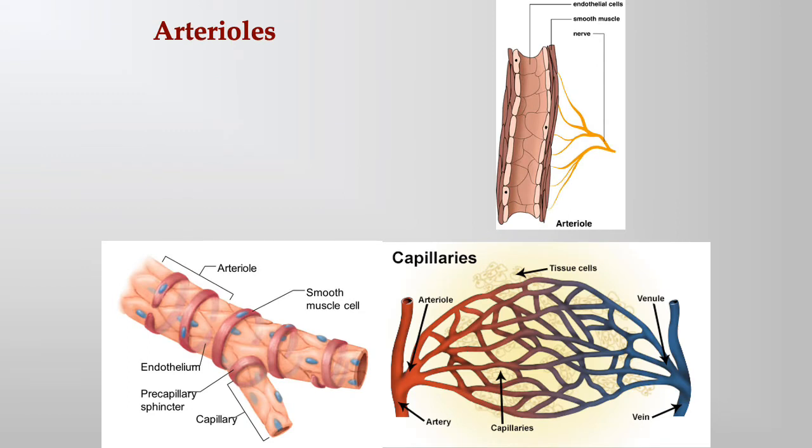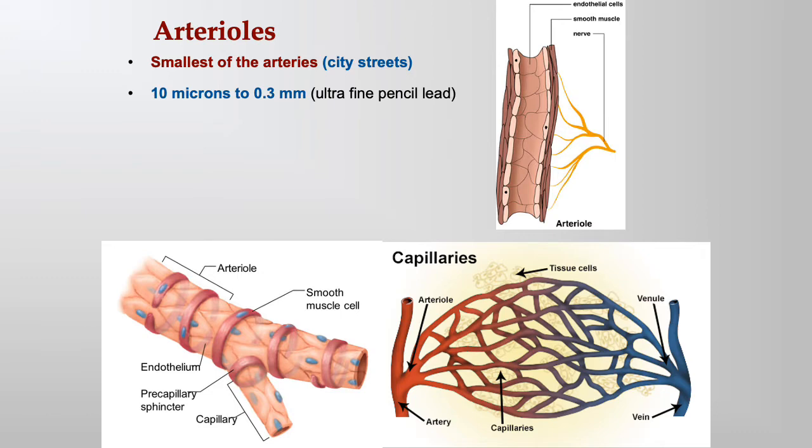And then finally, arterioles. These are the smallest of the arteries. These are like city streets, all right? We went from interstate highways to state highways to city streets, okay? 10 microns to 0.3 millimeters, so this is like ultra-fine pencil lead. That's the biggest they are. The smaller ones are microscopic. You can't even see them with the naked eye.